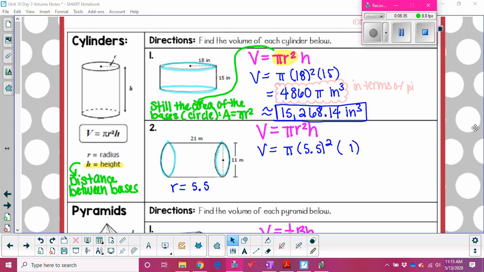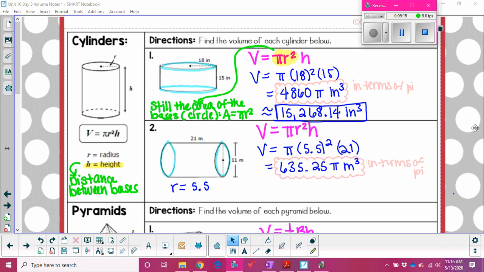I'm going to get this in terms of pi first, because as I said earlier, that is the most accurate answer. So 5.5 squared times 21 will give you 635.25 meters. Oops, I forgot my pi. 635.25 pi meters cubed. I do want to make sure that you're always getting that answer as well, because that is the most accurate answer. It's before you've rounded or done a decimal estimate. So this is in terms of pi. I'll just label that for you.